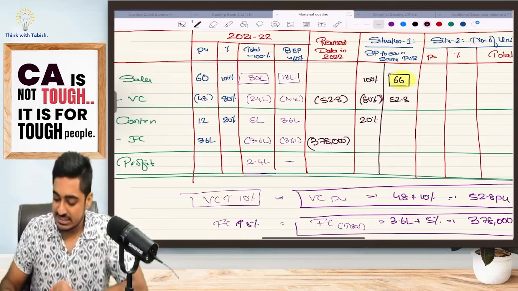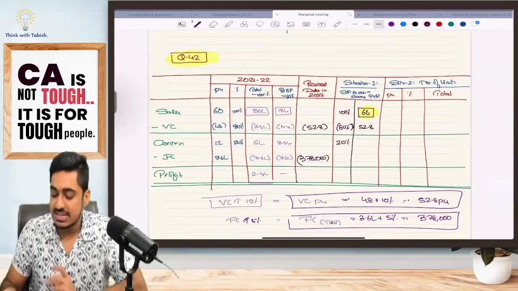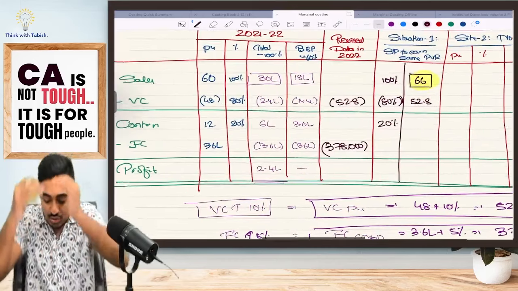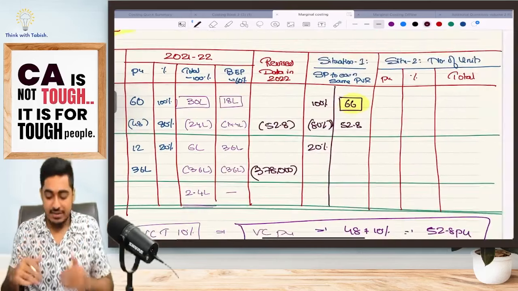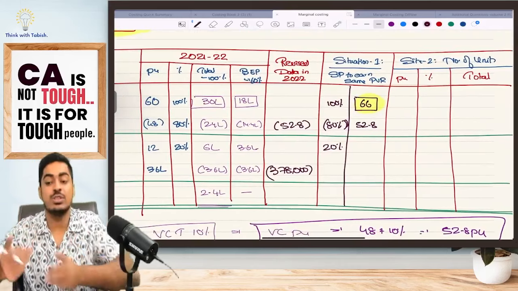Now understand, I have written down everything in a single table. While you are doing it, do it separately. And wherever explanation is required, you give the explanation.